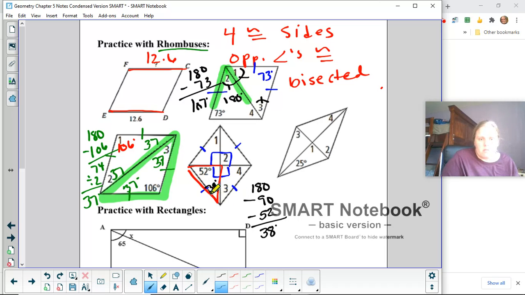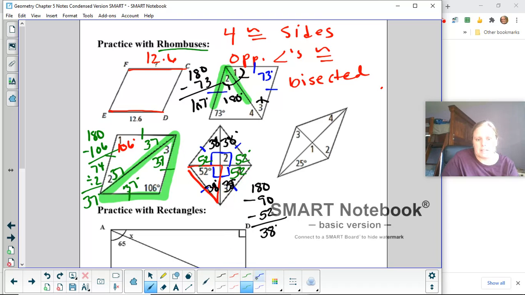Now remember, the diagonals bisect the angles of a rhombus. So angle 3 is also 38. And the opposite corners are always the same. So angle 1 is also 38, and that angle next to it is 38. Okay, now because opposite corners are the same, I could use that property to find angle 4 as well. 52 folded over, that would be angle 4. And we could also put those 52s in this corner as well.